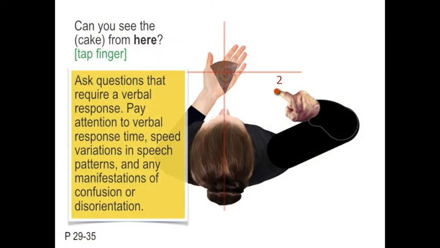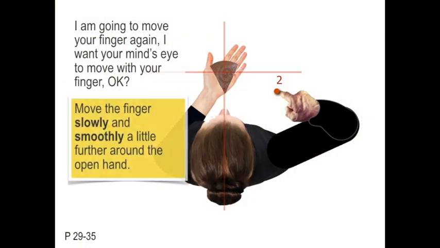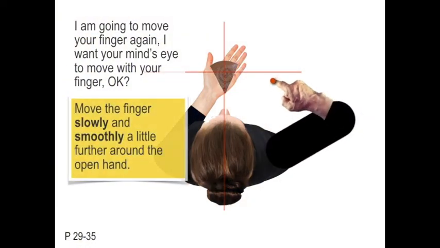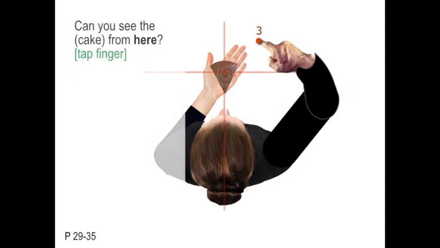Ask questions that require a verbal response. Pay attention to verbal response time, variation in speech patterns, and any manifestations of confusion or disorientation. I'm going to move your finger again. I want your mind's eye to move with your finger, okay? Move the finger slowly and smoothly a little further around the open hand. Can you see the cake from here? Tap the finger.